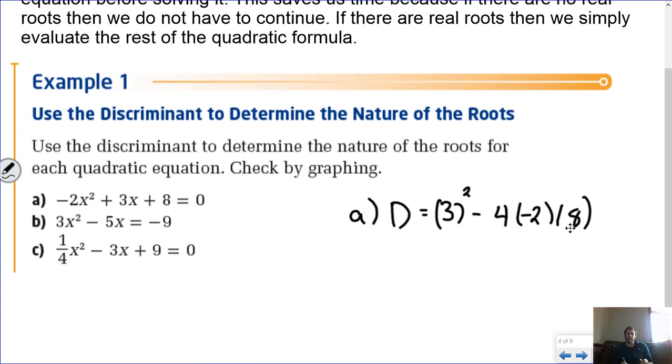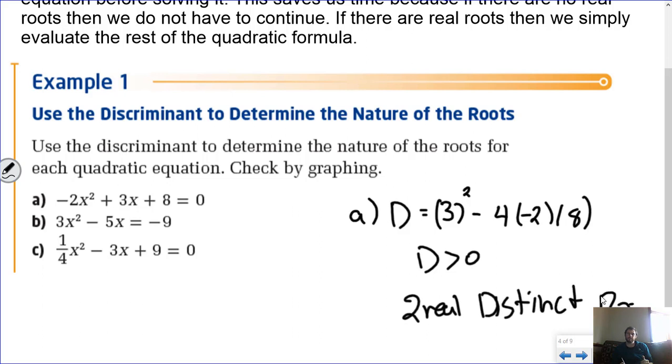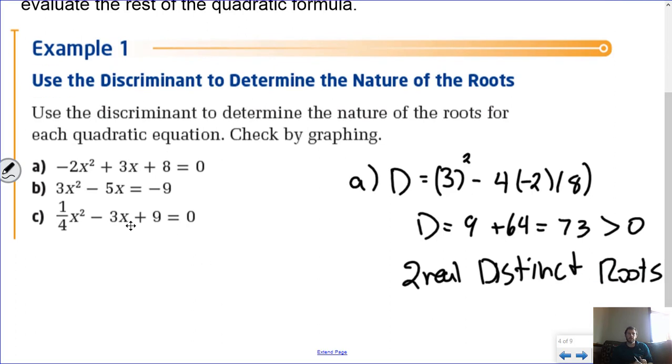So right away, for question A, what I know is that my discriminant is going to be greater than 0. And really, at the end of the day, that's all I care about because that's going to tell me how many roots. So for question A, I have two real distinct, right, because they're both different roots. Now, if you're not convinced, what you can do is you could do this out. So 3 squared is 9, and negative 4 times negative 2 is positive 8, and positive 8 times 8 is positive 64, which is equal to positive 73, and that is, in fact, greater than 0. So what that means is for question A here, I have two real distinct roots.